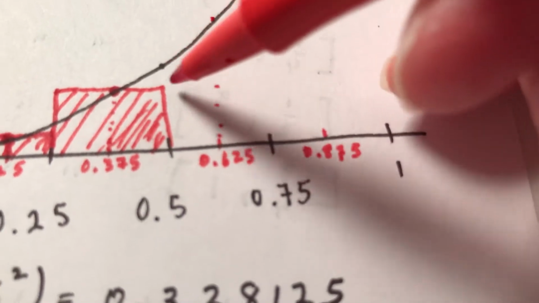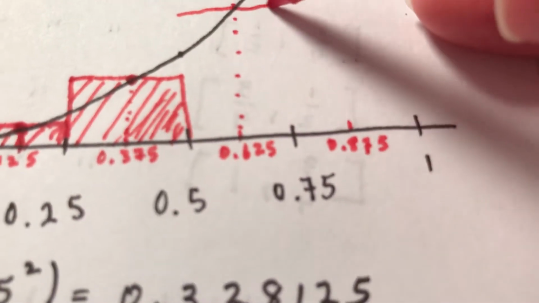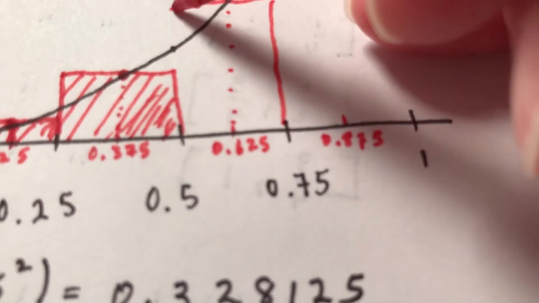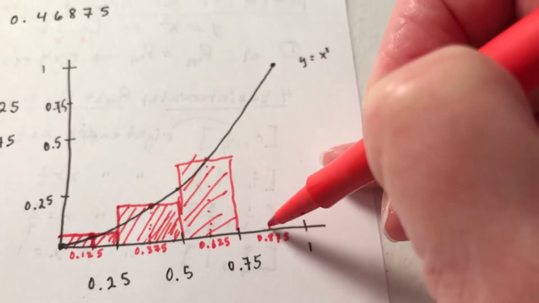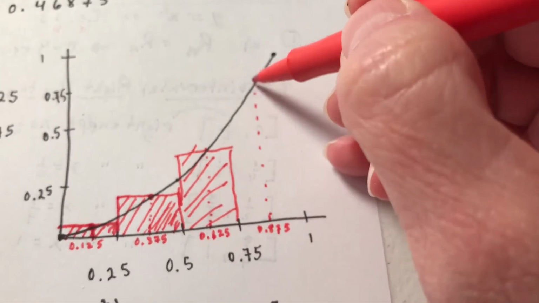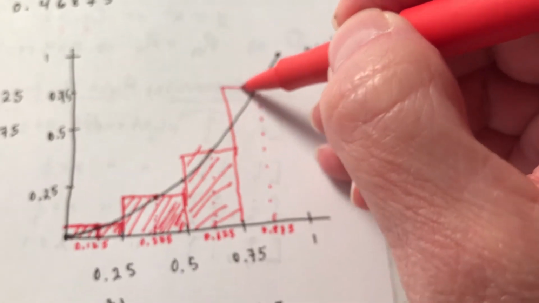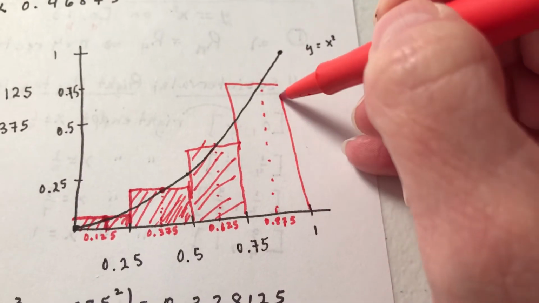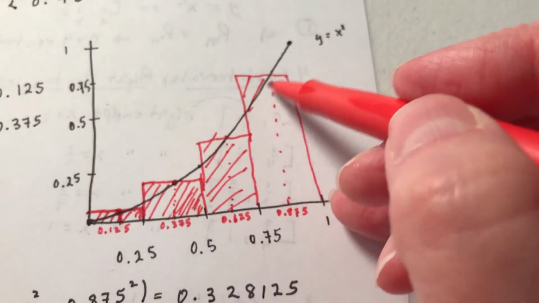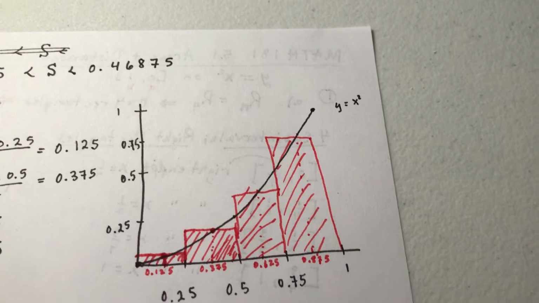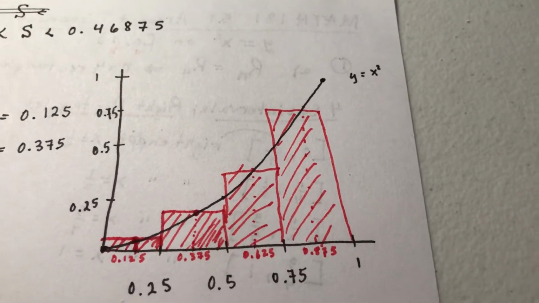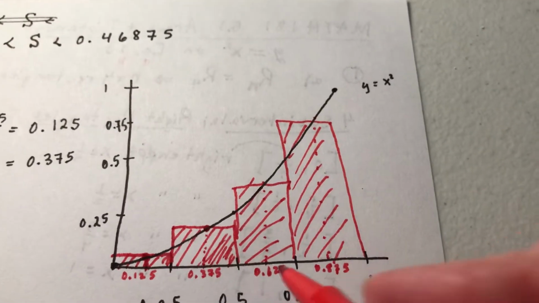Let's try this one. That's supposed to be your height. Are you guys drawing along with me? So that's the midpoint of that one. And then this one, there we go. Those are your 4 rectangles using the midpoint on the interval.